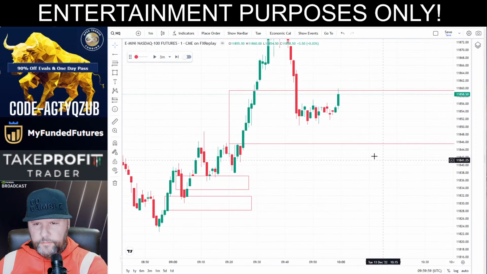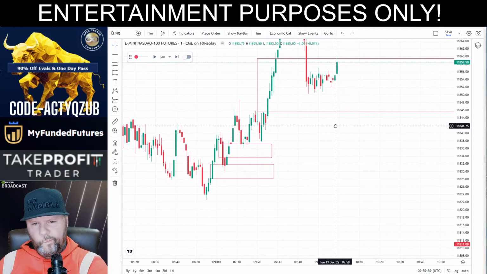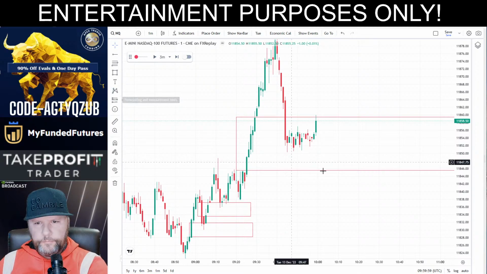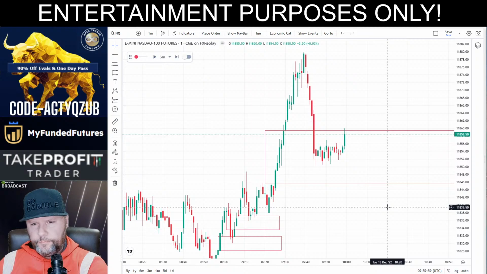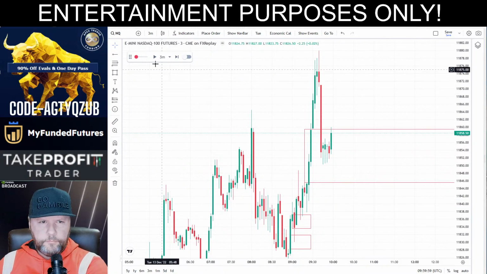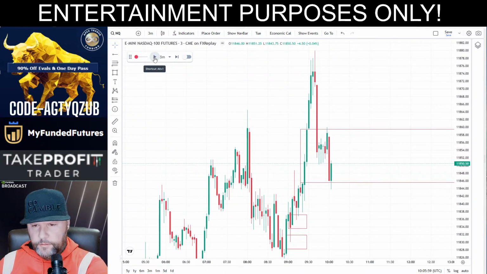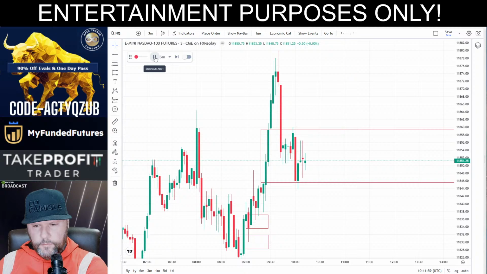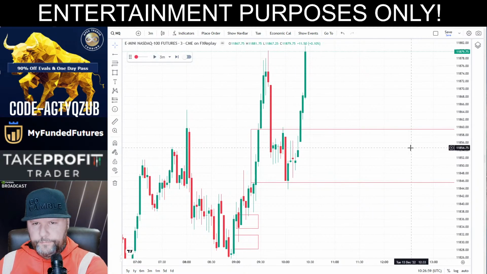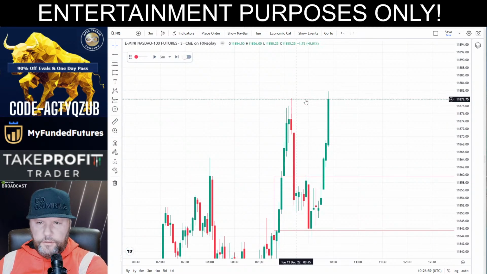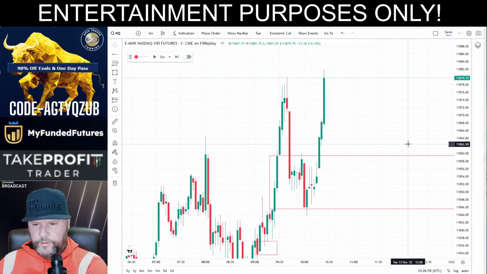Or this right here would be interesting. All right, let's just continue and see what it does. And see, this is kind of what I was looking at, this gap here, but no entry there because we hit the internal liquidity before the candle close. So no entry there, unfortunately.